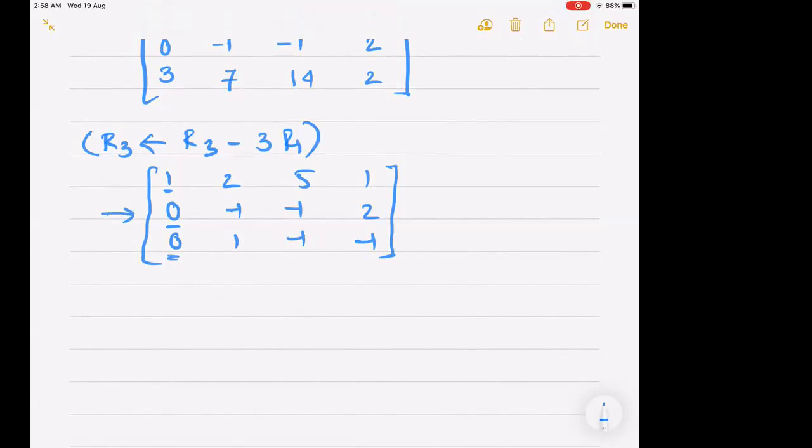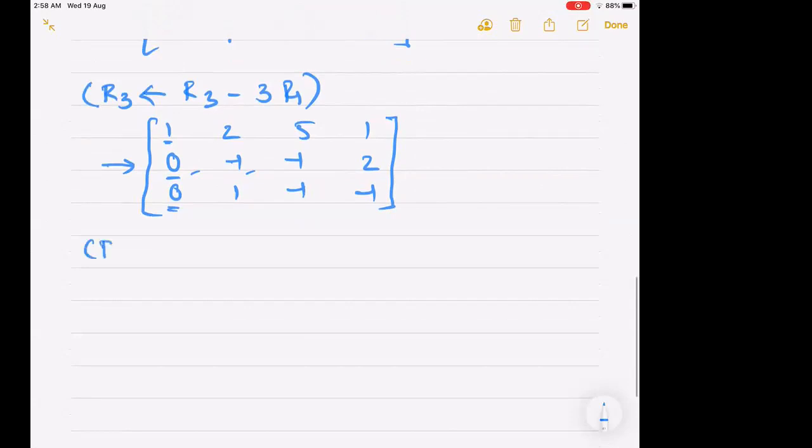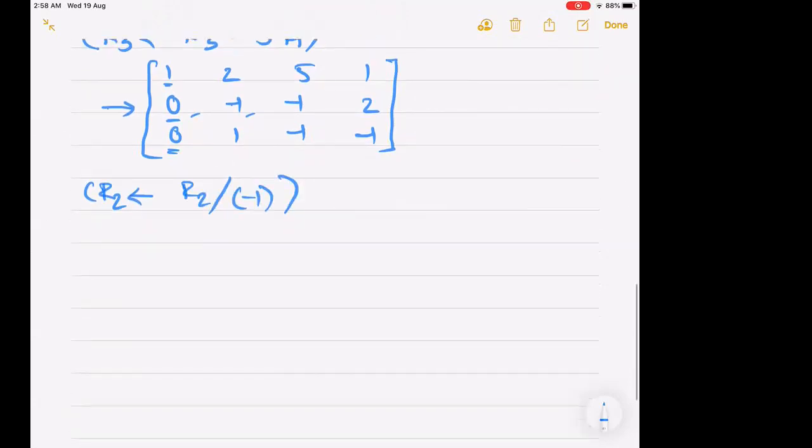I see a 0, so I leave it. Then I see a minus 1. So this is a leading term. This I have to make 1. So what do I do? I substitute row number 2 by row number 2 divided by minus 1, so that the leading term becomes 1. So I have 1, 2, 5, 1. And then I have 0 and a plus 1, minus 2, 0, 1, minus 1, minus 1. This is what I have.